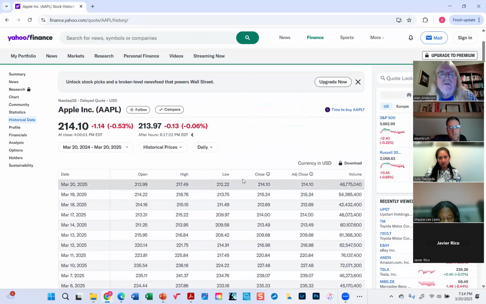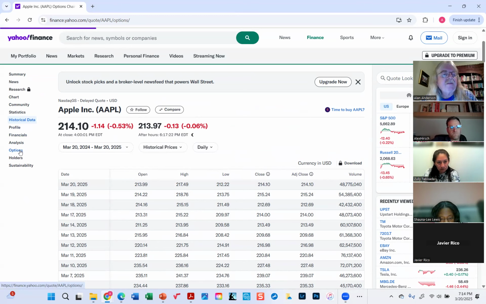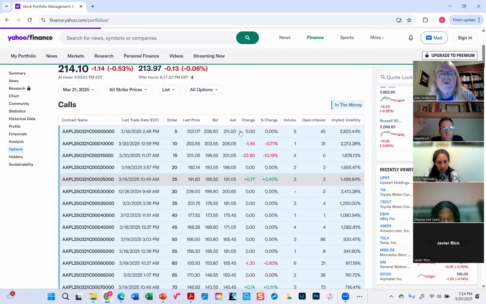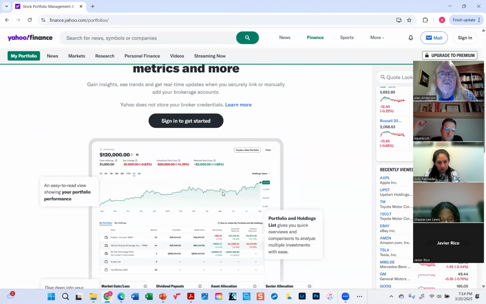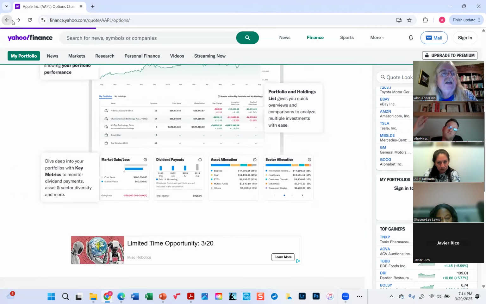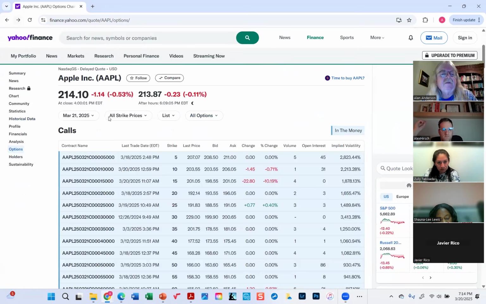So in other words, let's look over here. Imagine if here the most expensive call is, oh wait, sorry, those aren't the calls. The most expensive option in this list is 211. Oh God, what happened? I think they want me to pay for something, but I refuse. 211. Now you notice the stock price is 214.10.